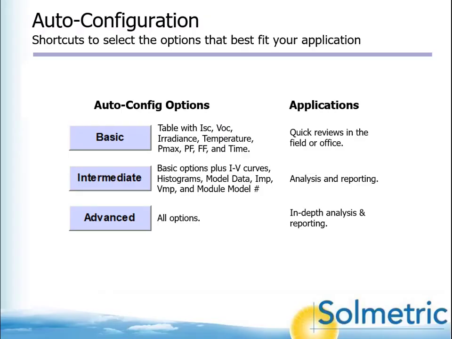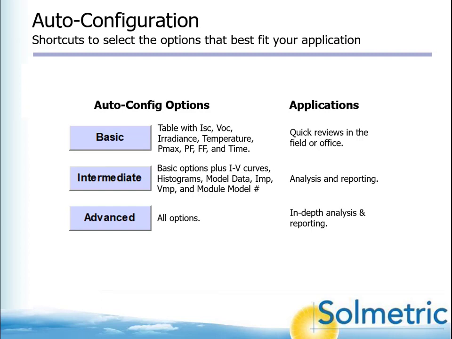Select Basic to produce a table of the classic PV performance parameters: short circuit current, open circuit voltage, irradiance, temperature, maximum power, performance factor, fill factor, date, and time. Select Intermediate to also see IV curves and histograms, and to include the parameter values predicted by the PV performance model, the maximum power current and voltage, and the model number of the PV module. Select Advanced to include all of the available options, including translation of your measurement results to another irradiance and temperature.